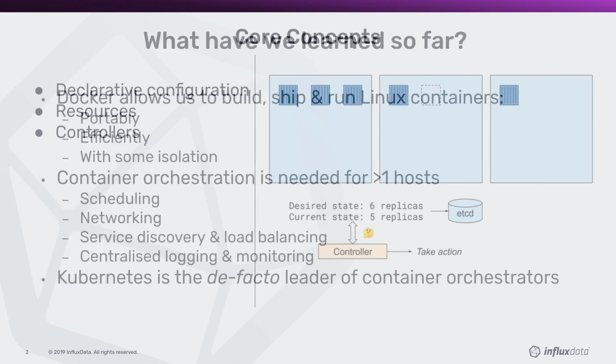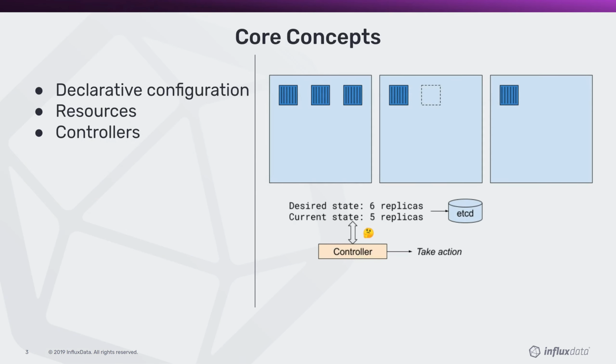Alright, so let's look at some core concepts of declarative configuration, resources, and controllers. When we think about deploying something onto Kubernetes, say we have some application and we want to deploy it onto Kubernetes, we shouldn't really think of that as an imperative operation, but rather as a declarative one.